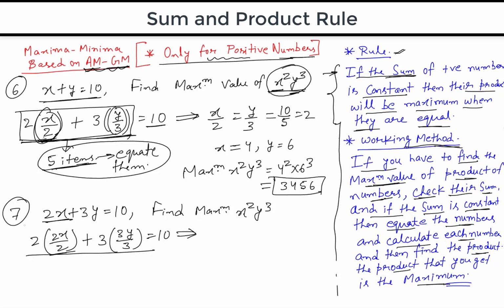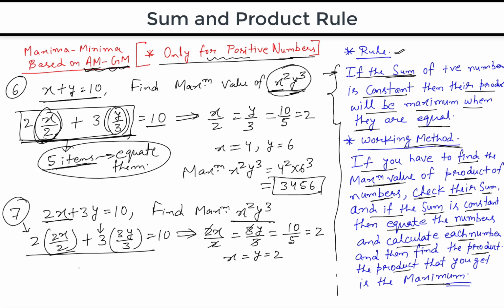There are 5 items. How do you know? 2 items and 3 items. So 5 items. And each of the items, that is 2x by 2, should be equal to 3y by 3, which is equal to 10 divided by 5. Now incidentally this 2 and 2 get cancelled, 3 and 3 get cancelled, and we get 2. So both x and y are equal to 2.